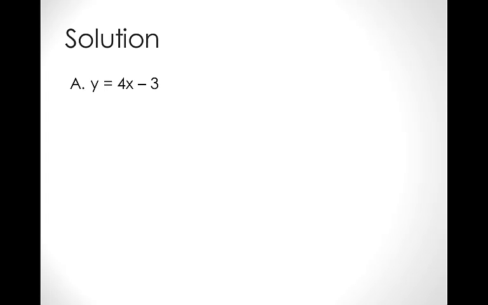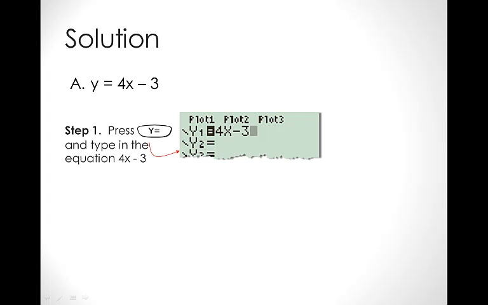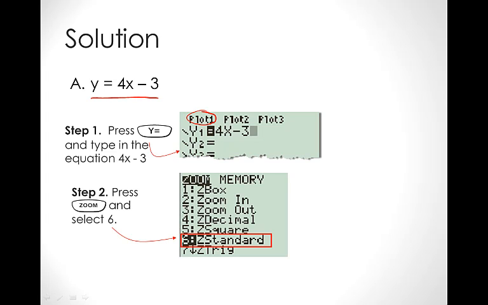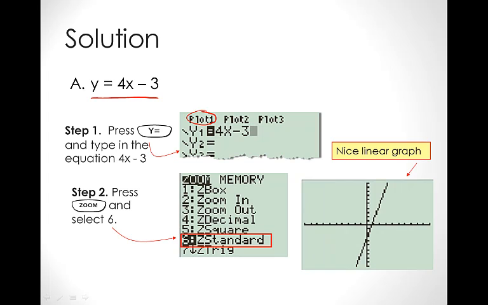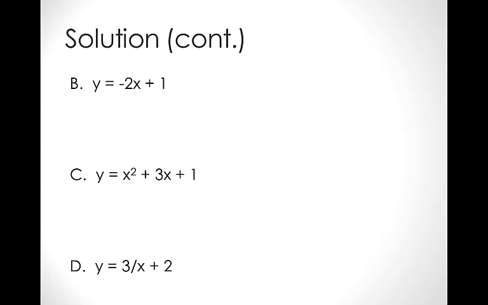Step 1, press Y equals on the calculator, and then clear anything out that's in there. If you see any of these Plot 1s or Plot 2s highlighted, scroll up there and press enter and make sure they're all unselected. Type in the equation 4x minus 3. So now we have y1 equals 4x minus 3, just like we have up here. Let's start by graphing this on the standard viewing window. Just press zoom and then select 6. And we get a nice linear graph. Go ahead and work on the other 3 on your own. Pause the video here, see if you can graph those and get them to come out.